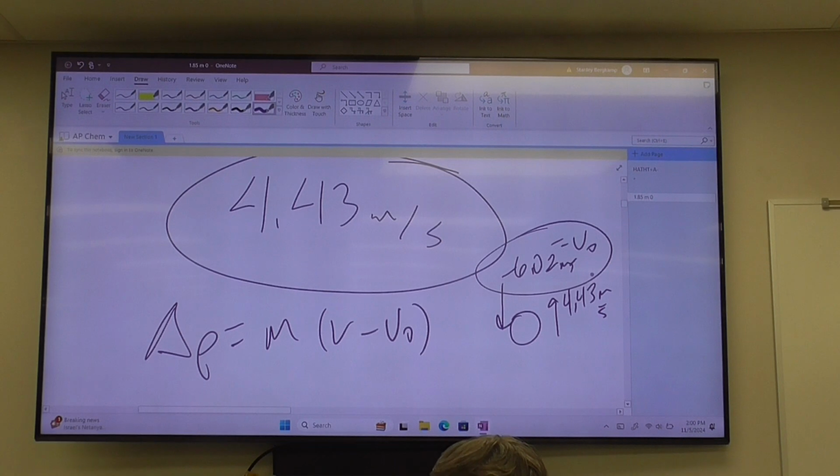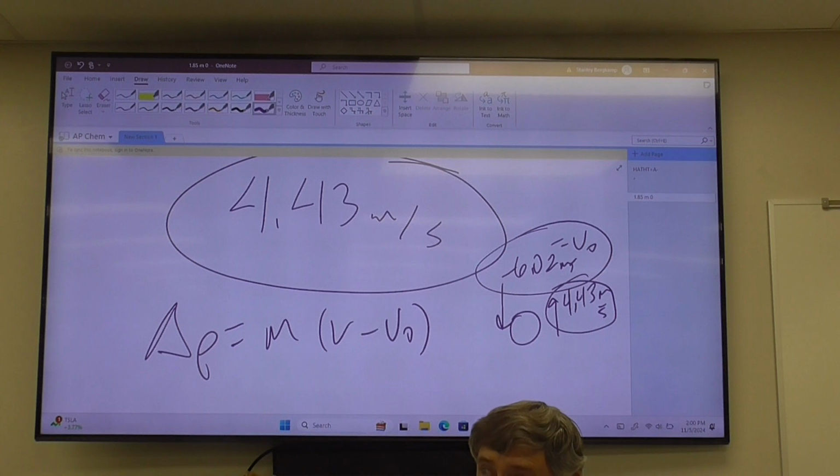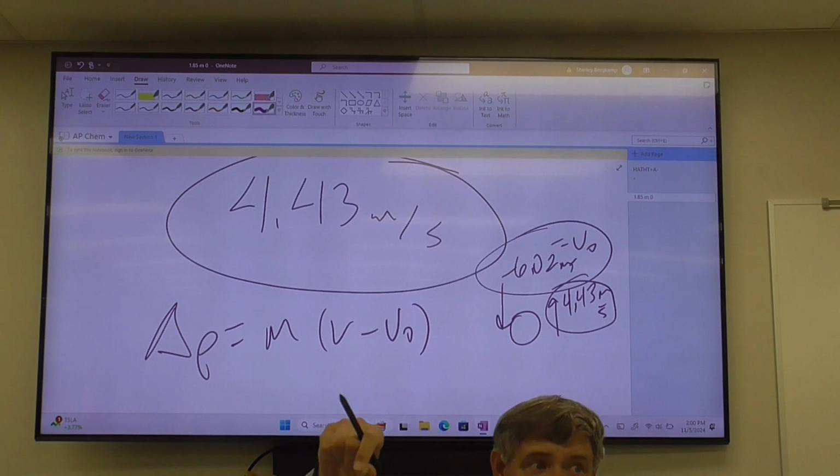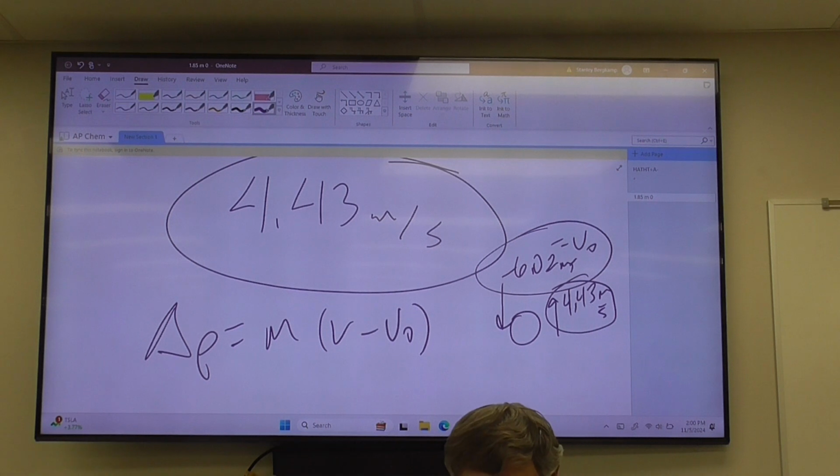Now, you found 4.43. That was the V naught when we found it, but in terms of the change in momentum, that is actually the velocity. Okay? So that's the little wrinkle in the space-time continuum. That V becomes V naught becomes V.